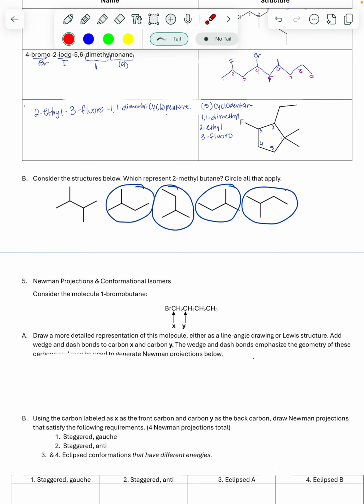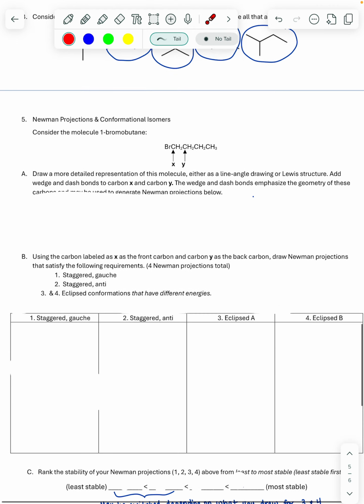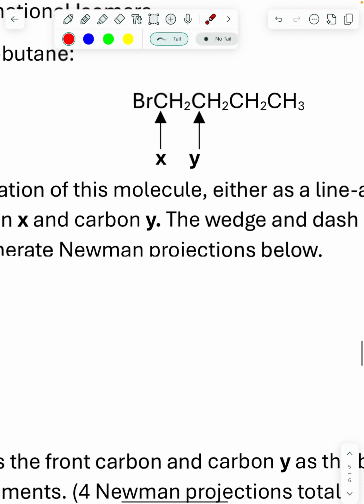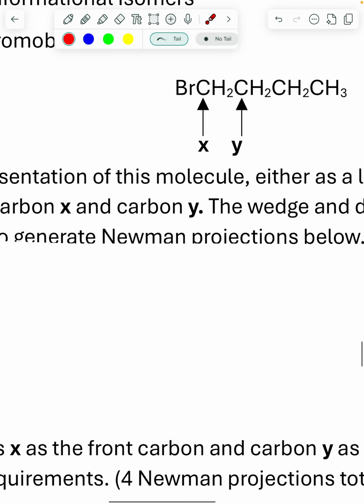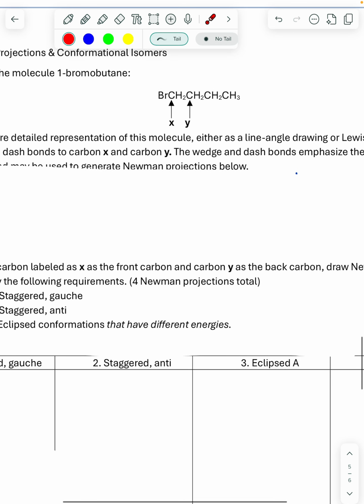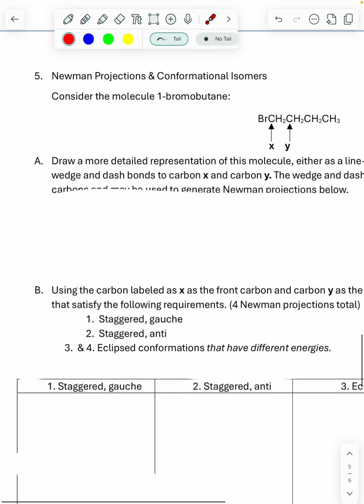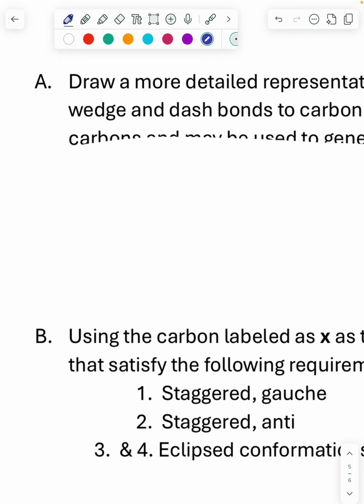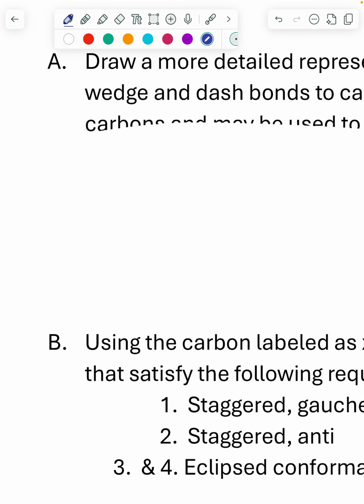Next, we're doing Newman projections. So this is what we're looking at, and we're particularly going to be looking at this carbon and this carbon right here. First, we're going to draw the line angle drawing and the Lewis. I like to do both, so I'm going to do that. So I'm going to do the Lewis structure first. Draw all the carbons, and then add in what I know.